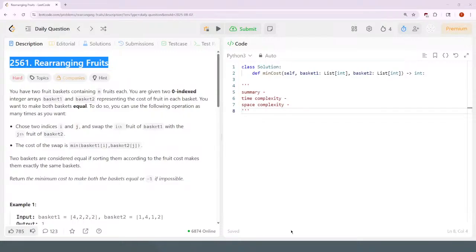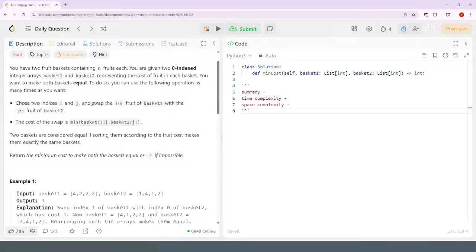Okay, let's go. Rearranging fruits. Hard. You have two fruit baskets containing n fruits each. You're given two zero-indexed integer arrays, basket1 and basket2, representing the cost of fruit in each basket. You want to make both baskets equal. To do so, you have the following.